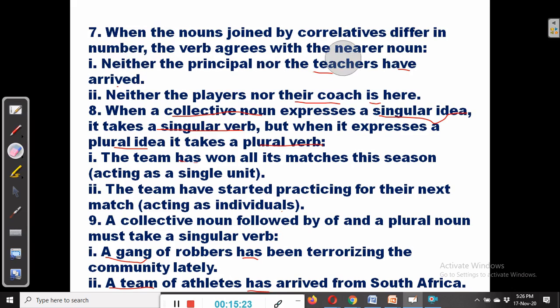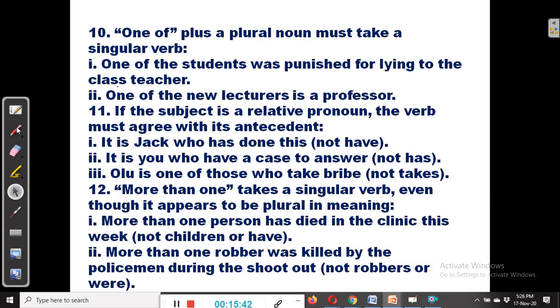Alright. So let's erase this so that it won't affect our subsequent explanations and illustrations. Alright. Okay, so let's proceed to the next one, and here we have number 10, rule number 10. One of plus a plural noun must take a singular verb. When we say one of, for example, one of the students was punished for lying to the class teacher.